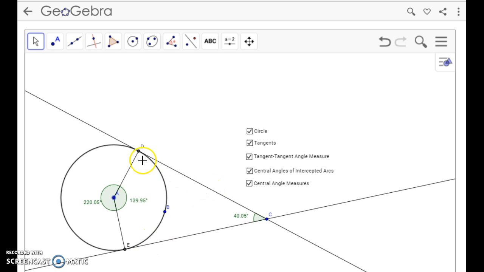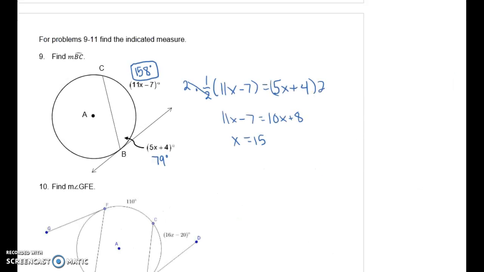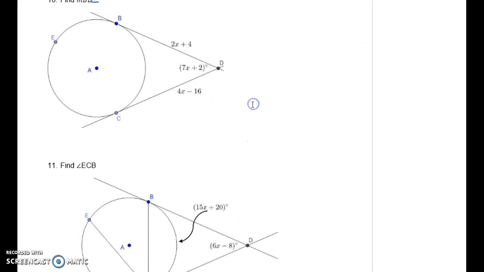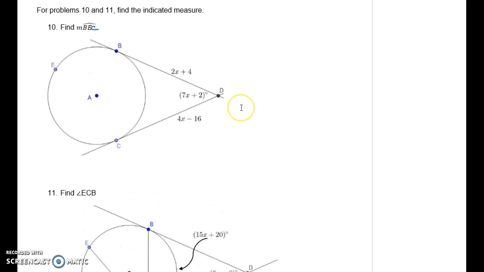Just as a side note, too, these tangent segments here, segment DC and segment EC, must be congruent. If they're coming from the same point outside the circle and going to the same circle, then those segments have to be congruent. So again, let's apply those concepts, those ideas, to try and find some geometric quantities here.